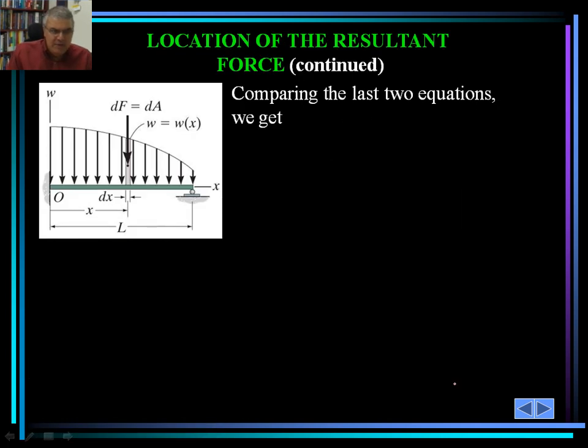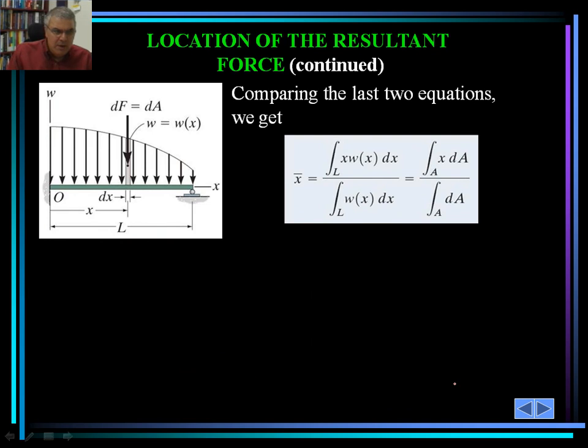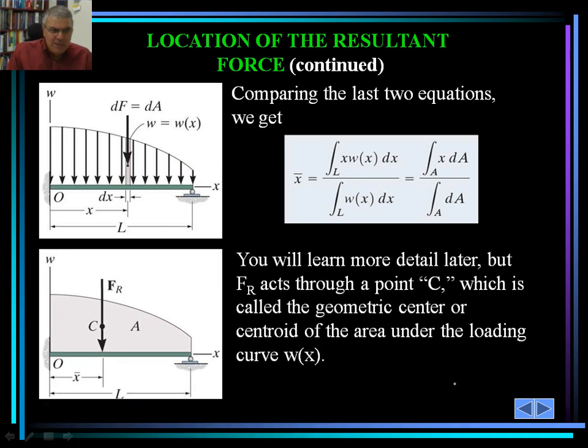So we integrate over that, and then comparing the last two equations, we would get x bar as such, and you will learn about this later more in detail, but F sub r acts through a point C, which is the geometric center of the area, or what we call the centroid of the area under the loading curve. We would discuss centroid later on in the course.